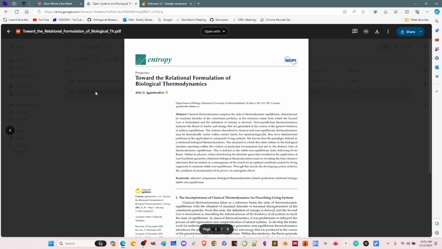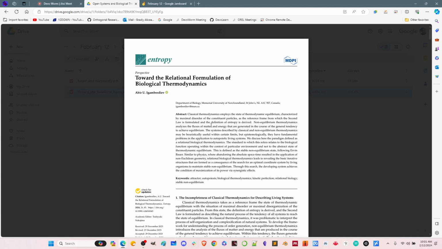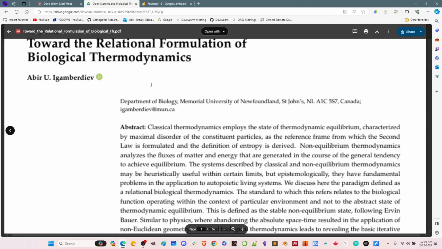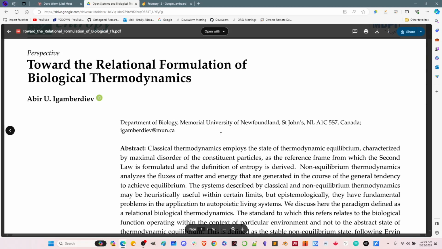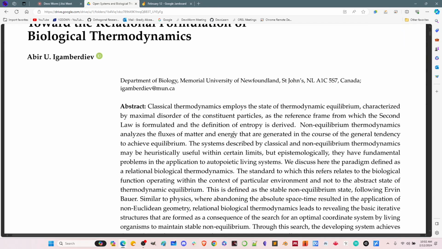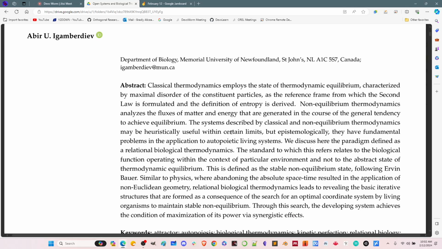So this brings us to the modern day, and there are a number of papers coming out. Our friend here, Abir Igamberdiev, who Dick and I published with in a special issue a couple years ago, put out this paper called Towards the Relational Formulation of Biological Thermodynamics. So this is using a specific approach to looking at biological thermodynamics. There are a couple other papers in memoriam of Erwin Bauer, so I'm not going to get into those papers, but I'll talk about this paper a little bit and then finish up the meeting.